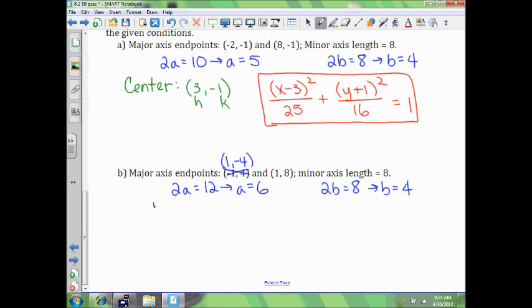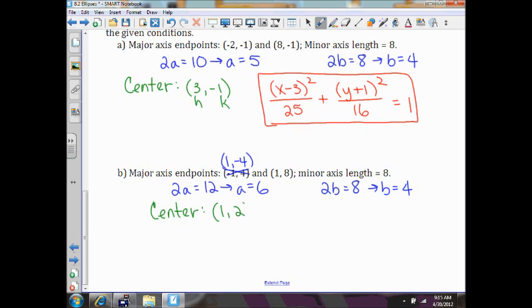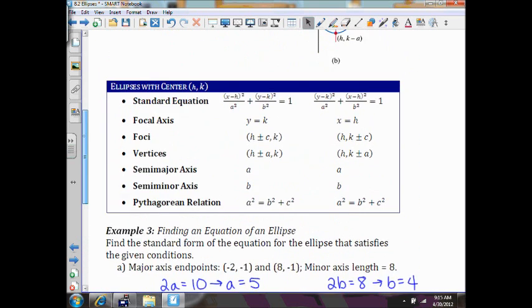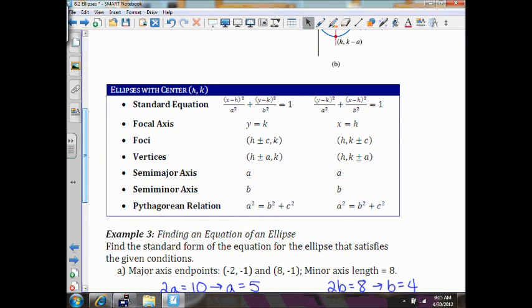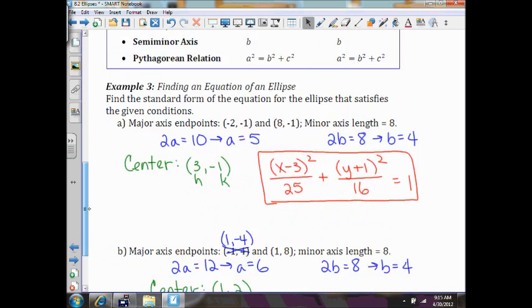Now your center, again, is the midpoint of the major axis endpoints. 8 plus -4 is 4. Divide that by 2 is 2. So your center will be (1, 2). Now, because the y values change here, it goes from -4 to 8, that means your vertices will be (h, k plus or minus a). So we're actually using the equation on the right.